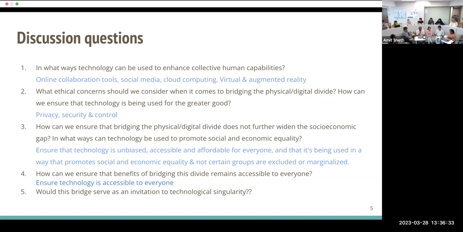We as computer scientists, I think we should use this technology such that it promotes social and economic equality, in a way that certain groups are not excluded or marginalized.